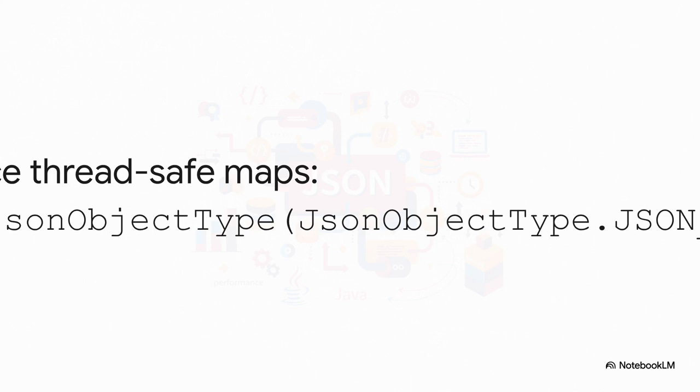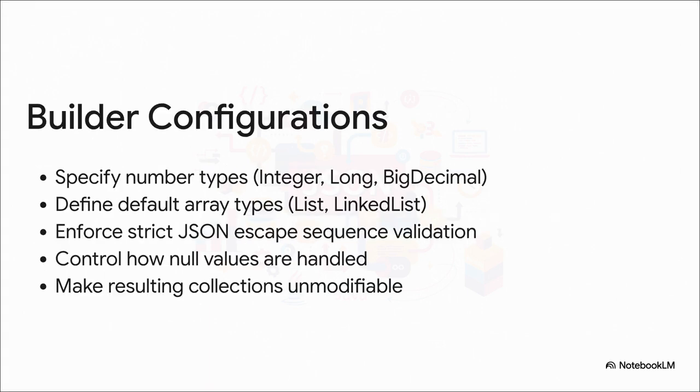You create this once, maybe when your application starts, and then you can reuse it everywhere, which guarantees consistency. And the rabbit hole goes way deeper. This isn't just about map types. You can get super granular. For example, you can force all numbers to be parsed as big decimal, perfect for financial data where you can't risk floating point errors. You can even tell it to produce unmodifiable collections, which is amazing for building immutable, thread-safe objects. You have so much control.